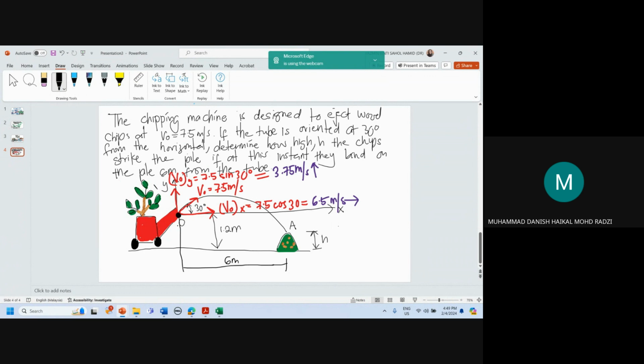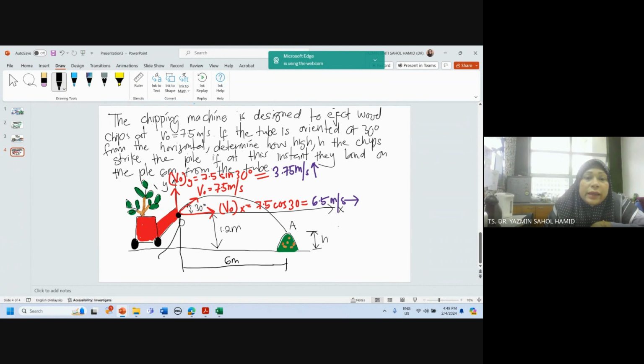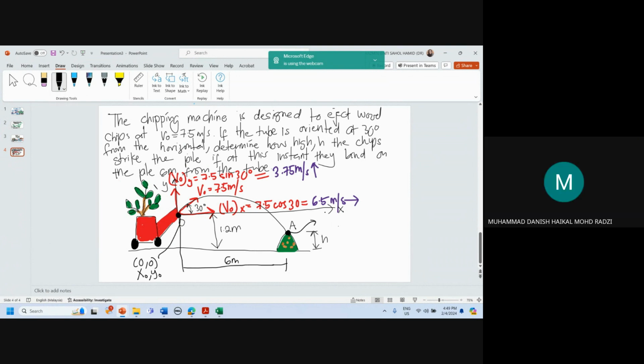Zero, zero? Yes, that's correct. So the coordinate there is actually 0, 0. And if we need to write the coordinate in terms of variables, it will be X naught, Y naught. So the final coordinate here at point A, what is it? What is the coordinate here? X, Y. That's correct, X, Y.